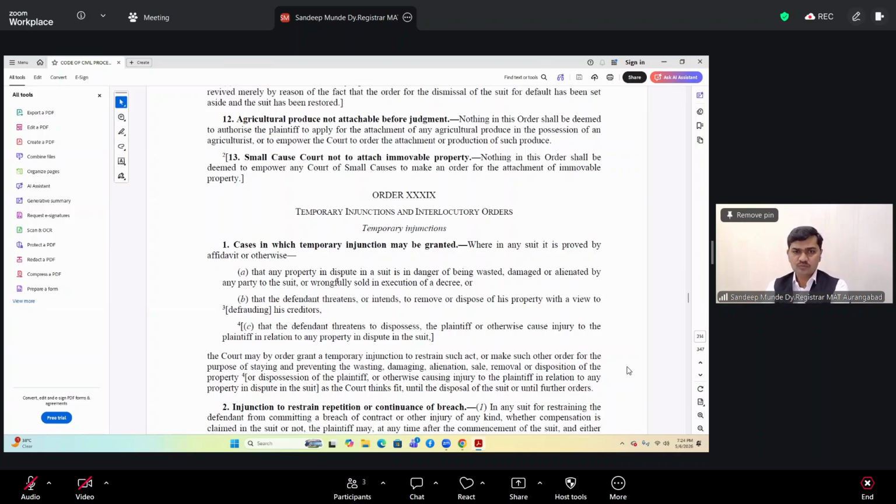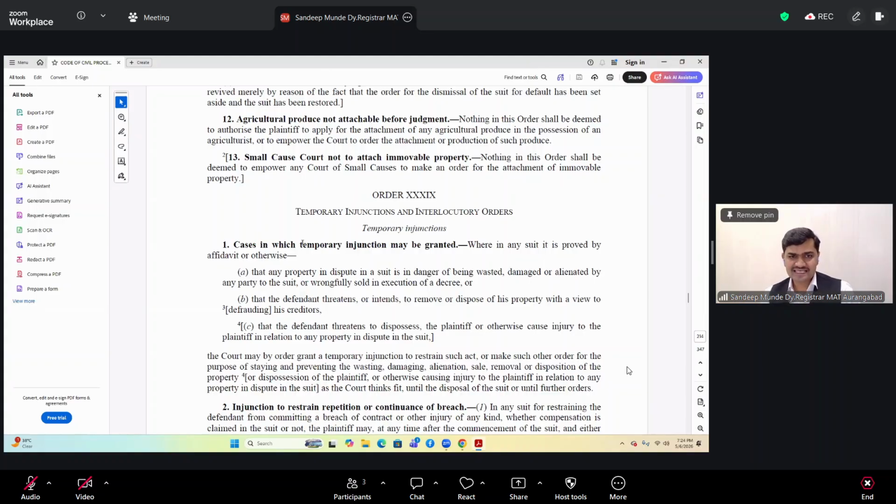Temporary injunction, the word itself is sufficient to show that it is in the form of temporary. It is not permanent or perpetual. It is for the temporary, and in which contingencies the court may grant the temporary injunction, the court is required to see the balance of convenience.